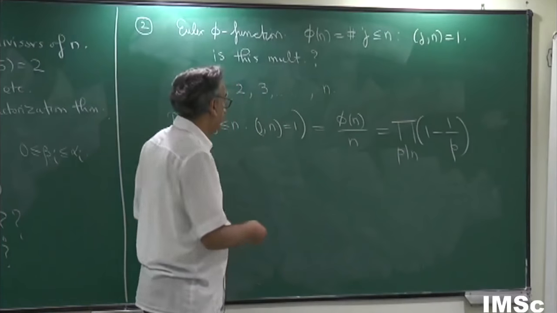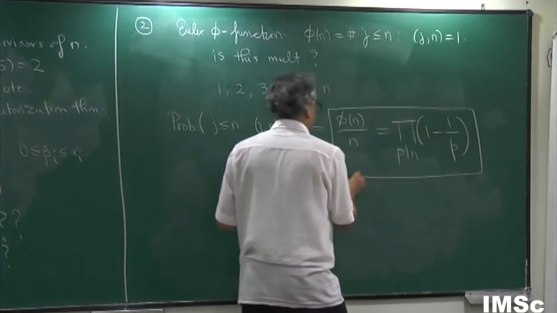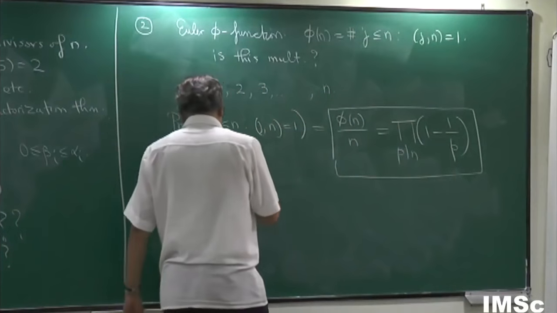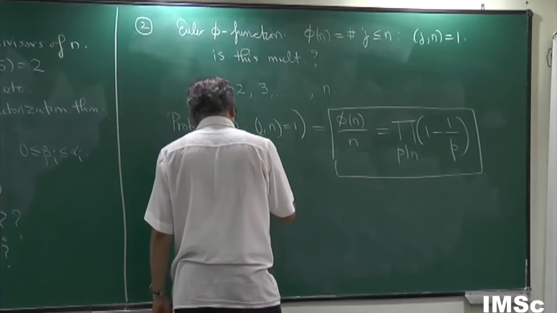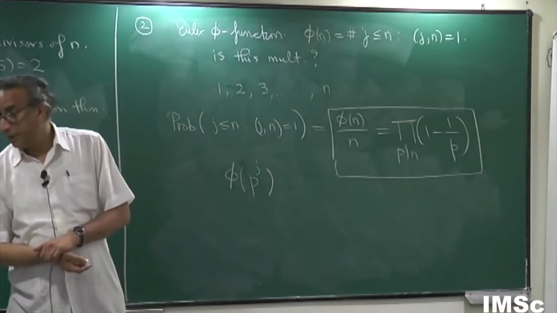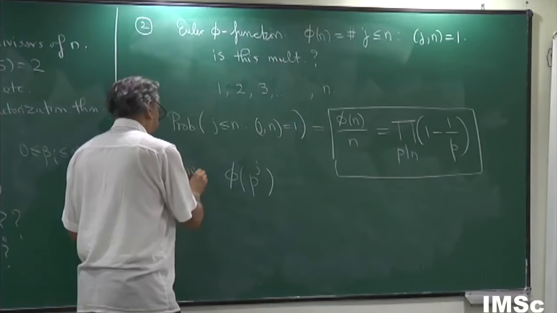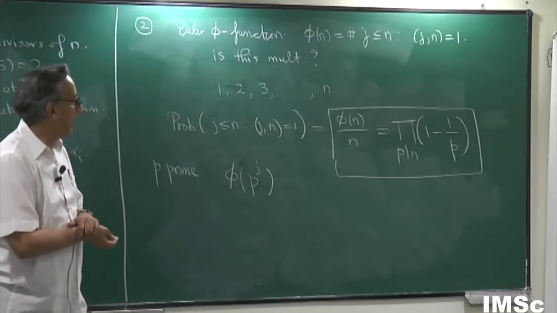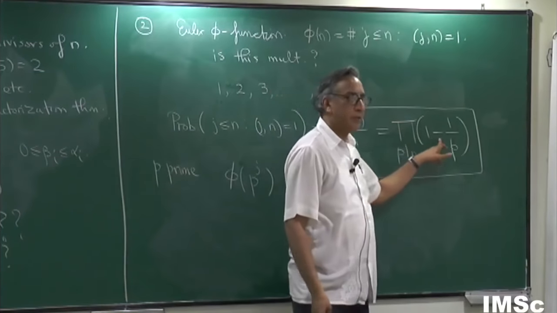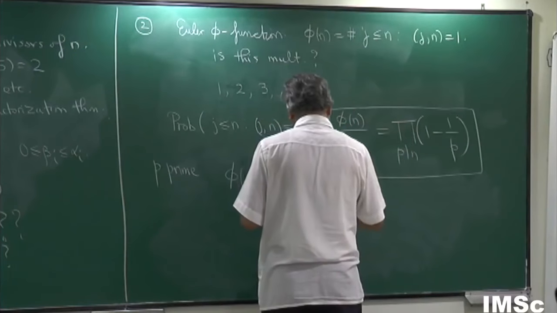So this gives us a formula for phi of n very quickly. And we see that phi of any prime power, p is a prime. If I take phi of p to the j, I see immediately that phi of p to the j divided by p to the j is equal to 1 minus 1 over p. So I immediately see it's p to the j minus 1 times p minus 1.